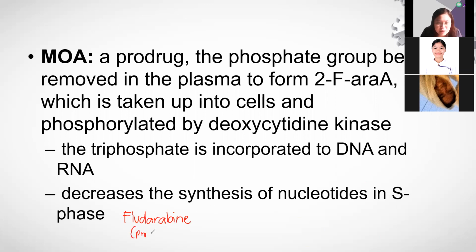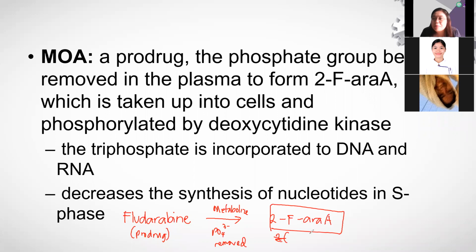It is a bit difficult to learn anti-cancer drugs. So this one is a prodrug here. It has a phosphate in its structure. It is metabolized, and then the phosphate will be removed. And then the resulting metabolite is called 2F-ARA-A, the 2-fluoroarabinoside adenine. And since this is the active form, it will be taken up by the cell and undergo further metabolism inside. So it will be phosphorylated again.